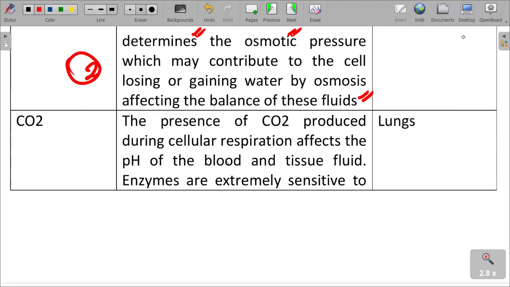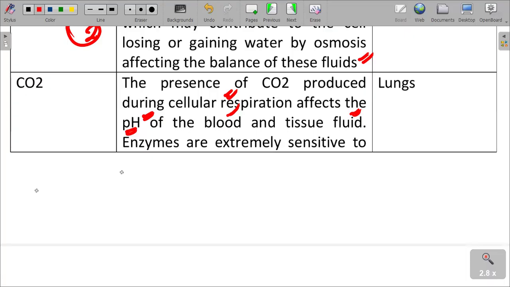And then carbon dioxide. The presence of carbon dioxide produced during cellular respiration affects the pH, which we said is the potential hydrogen atoms found within a certain cell. The potential hydrogen atom affects the alkalinity and acidity conditions of a given environment. So in this case, the carbon dioxide affects the pH of the blood and also the tissue fluids. Again, I want you to be quickly reminded of this.